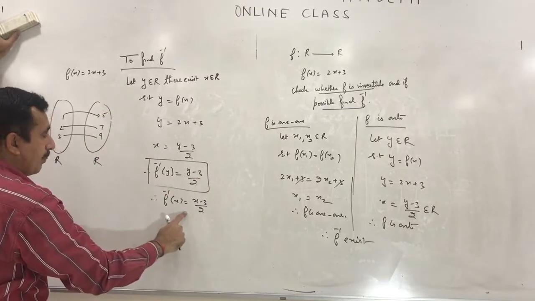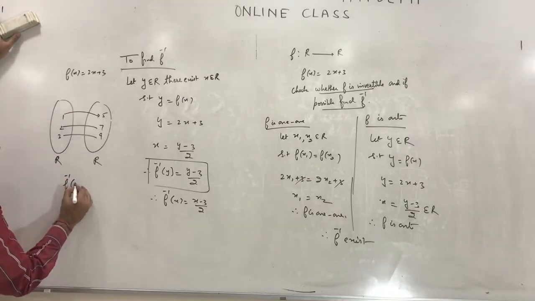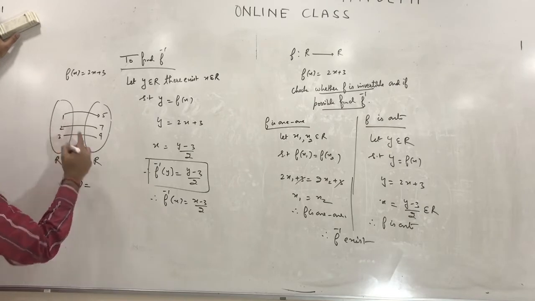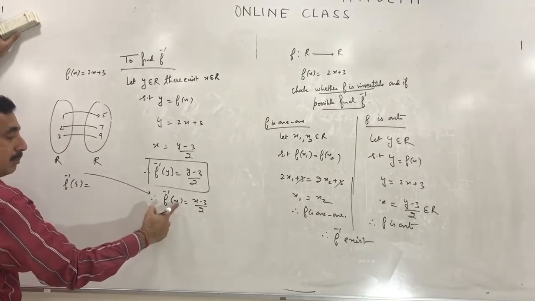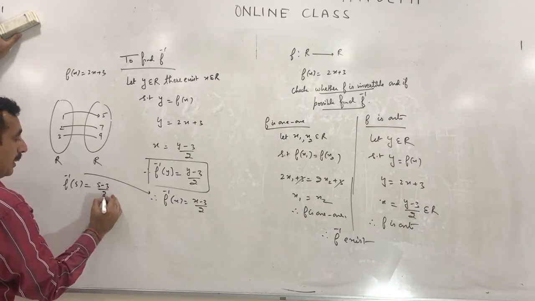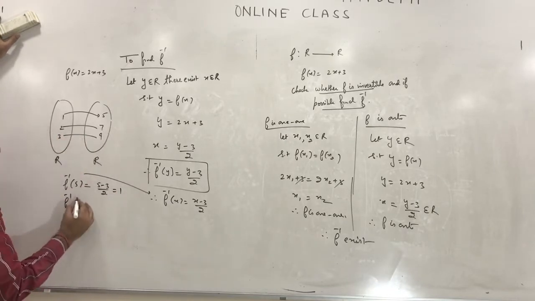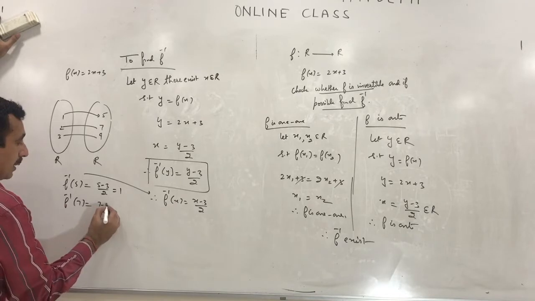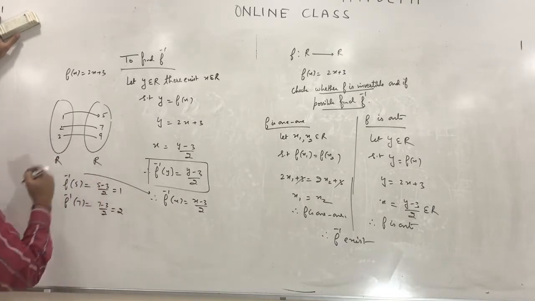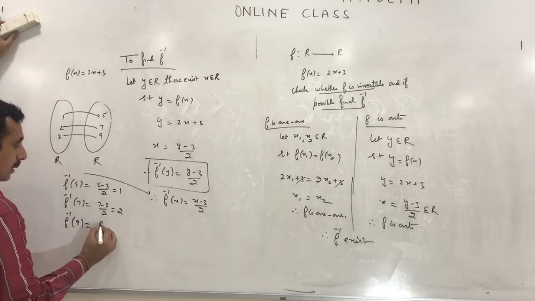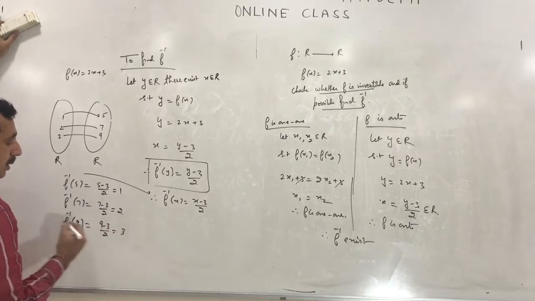See this inverse? Inverse of 5 should be 1. Put 5 here in this inverse: (5 minus 3) by 2 is equal to 1. Inverse of 7 should be 2. Put 7 here: (7 minus 3) by 2 is equal to 2. Inverse of 9: when I put 9 here, (9 minus 3) by 2 is equal to 3.